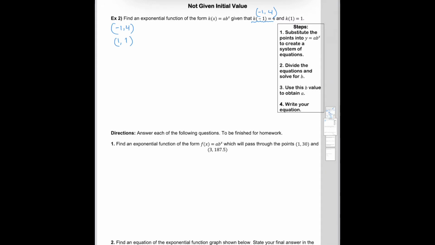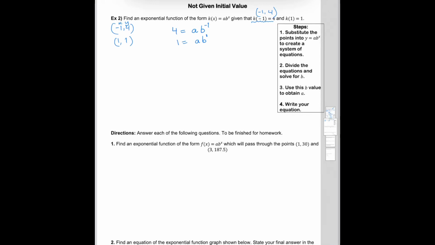If you're given 2 points, how do you find your exponential equation? You're going to set up 2 equations. This is your x and that's your y. So my first equation would be 4 equals a b to the -1. Do we agree? The second equation would be 1 equals a b to the first power.